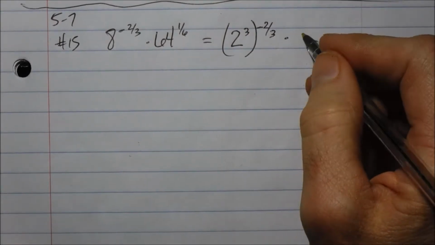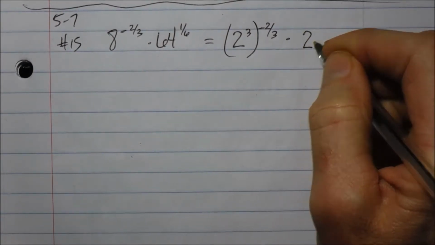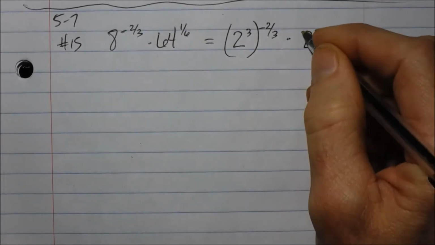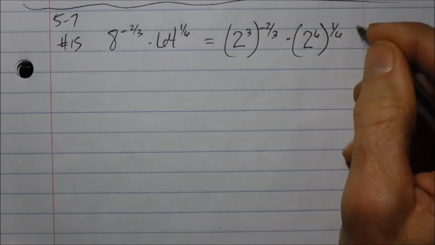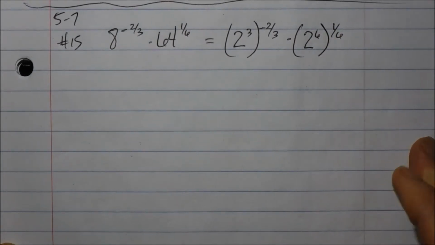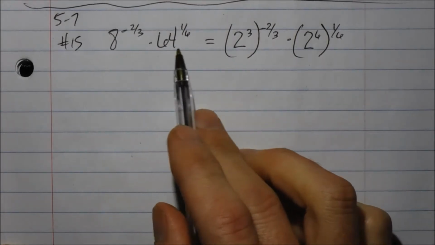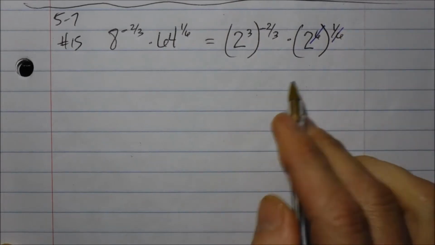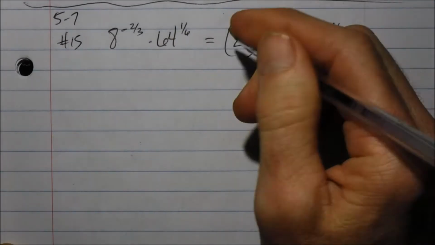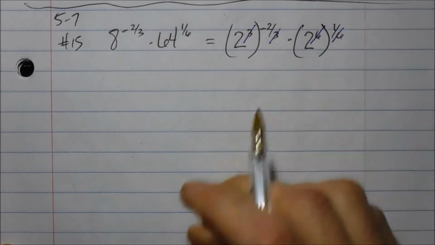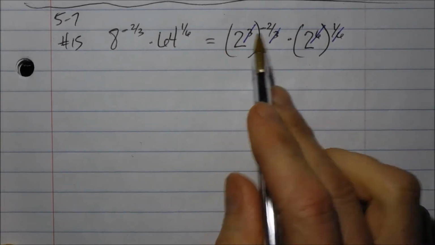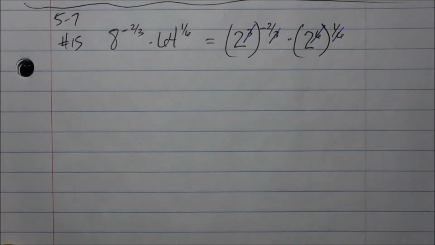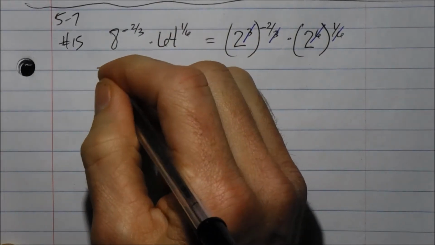Oh, well, why don't we break them down so they have the same base? 64 is the same thing as 2 to the 6th, so 2 to the 6th raised to the 1/6. Now watch some stuff clean up. Break them down to the smallest base possible. The rule here is power over power: just multiply those exponents. So 3 times the negative 2/3. Those cancel.